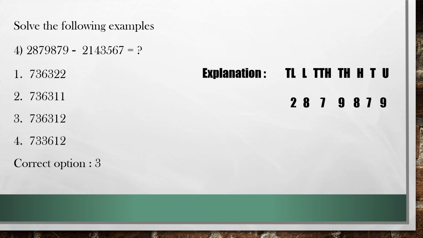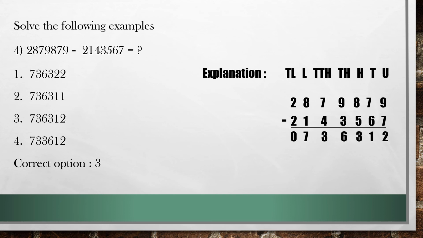28,79,879. You have to check whether you have written the sum numbers properly. Okay, sometimes there is a problem copying the question from the paper into the answer, that is why you make mistakes. Okay, then 21,43,567. These are the two numbers that are given to us. You have to subtract them. Okay, subtraction is also very simple. Don't have to worry about that.